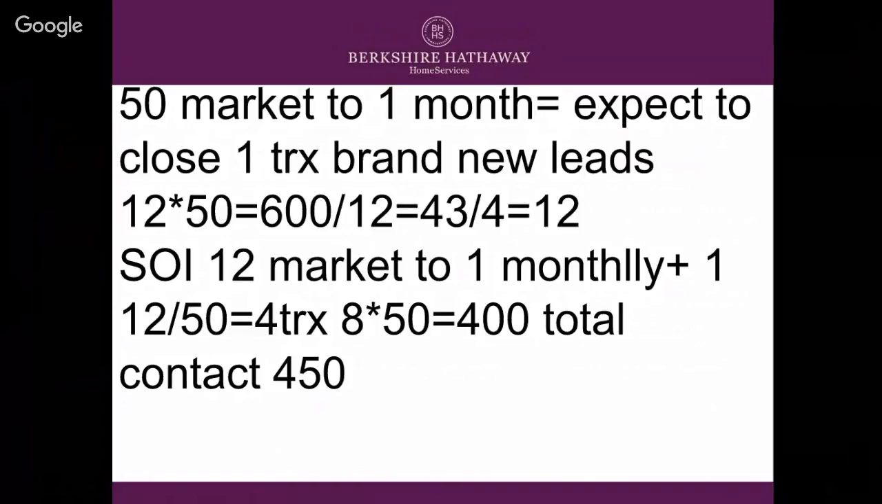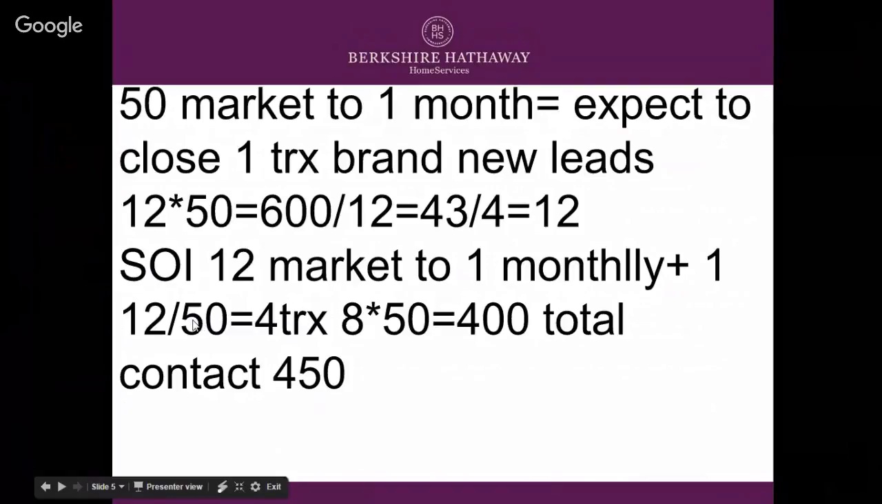When you combine sphere of influence or past clients, co-workers, people that you've met that are sending you the business, then it's only a 12-to-1 ratio. 12 people in the database that you market to once a month would equal 1 transaction. So as you can see in this scenario at the bottom, for an agent that's using both sphere of influence contacts as well as brand new leads that they're going to be generating, they're saying that they have 50 people in their database that consists of past clients, friends, family, now that they're feeding once a month, which means that 12 divided by 50 would equal 4 transactions coming from there.